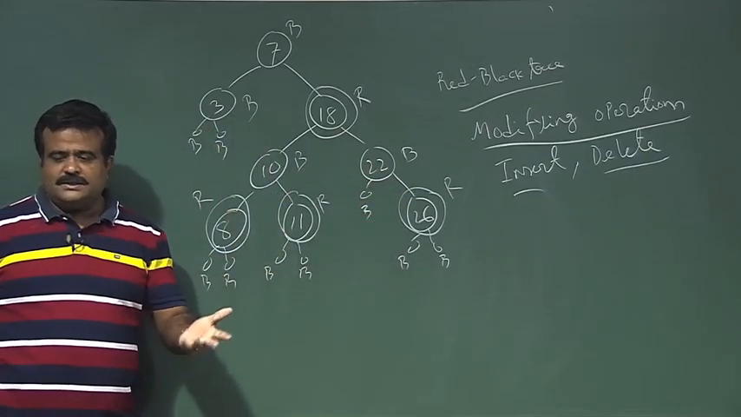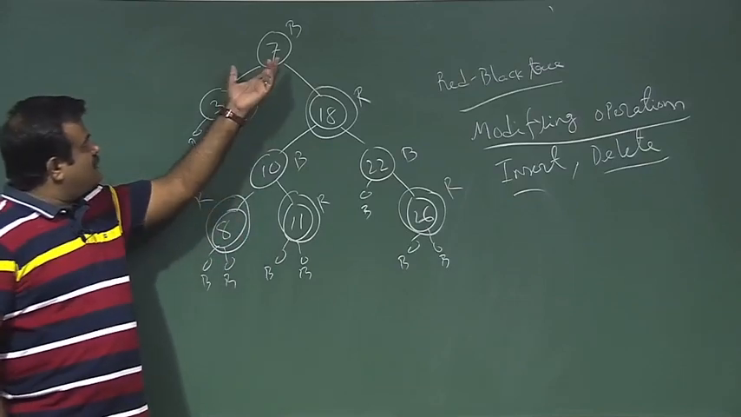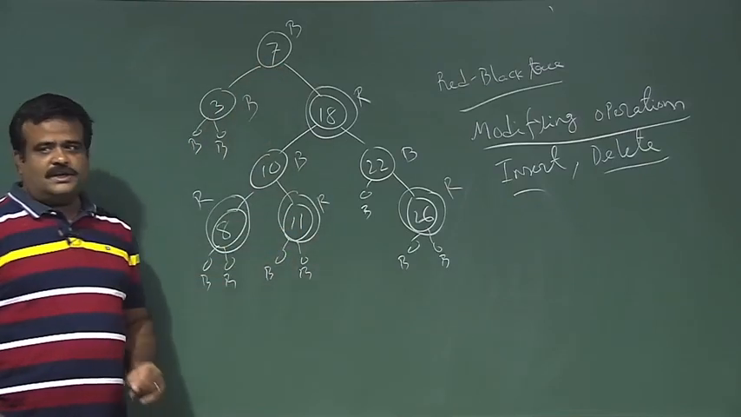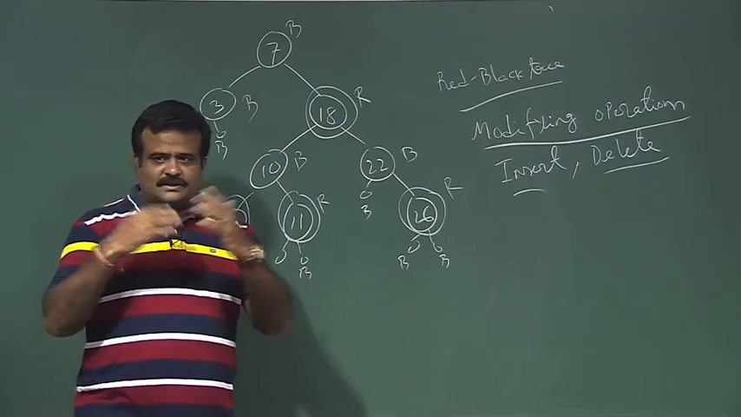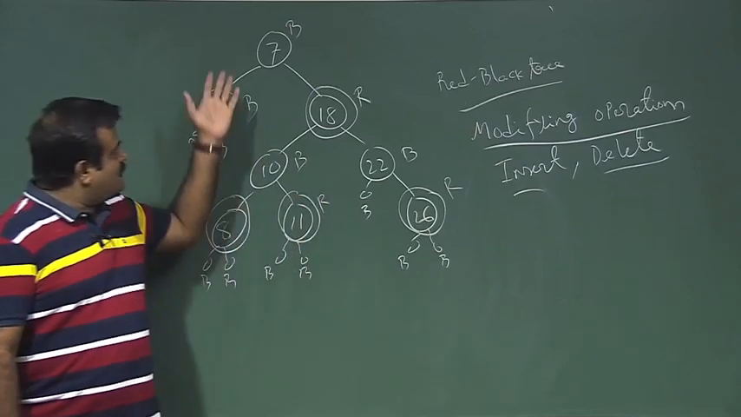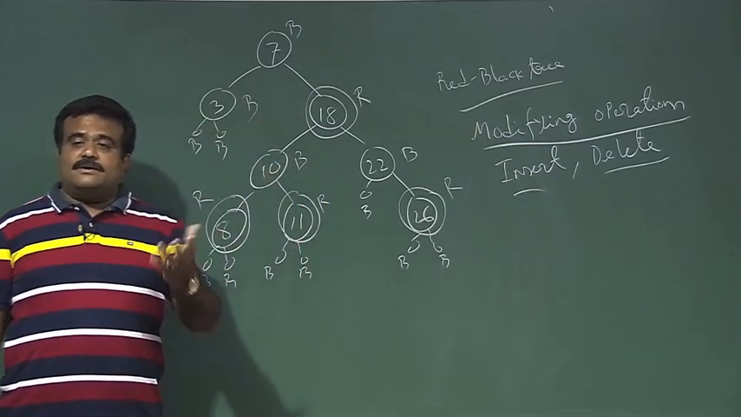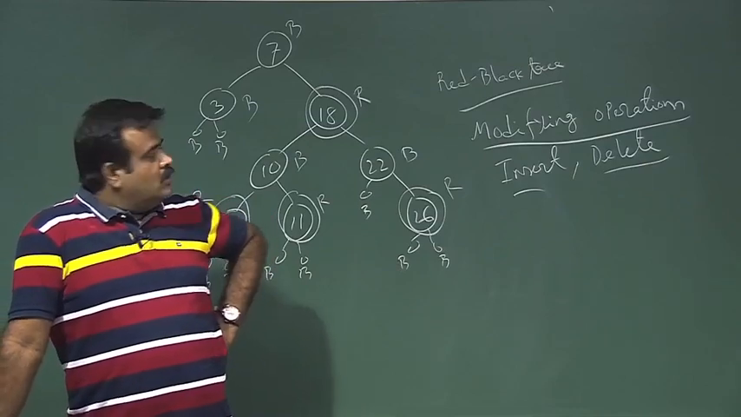Suppose you have a database and every record has a key, and based on this key we make this red black tree, and the database is dynamic. So anybody can join, any record can join. In that case we have to insert a node. Any record can get deleted. In that case we have to delete a node.